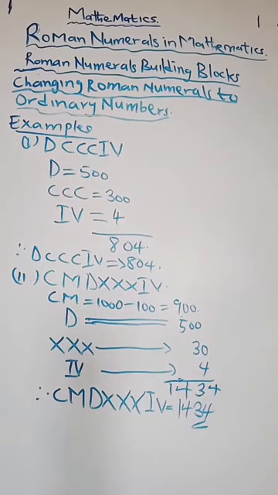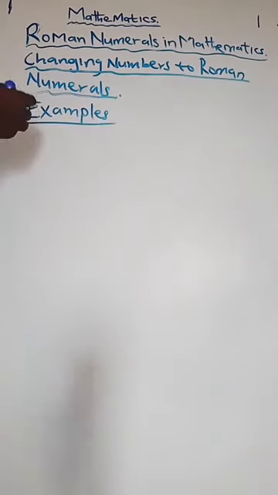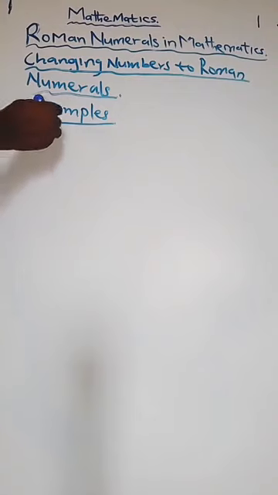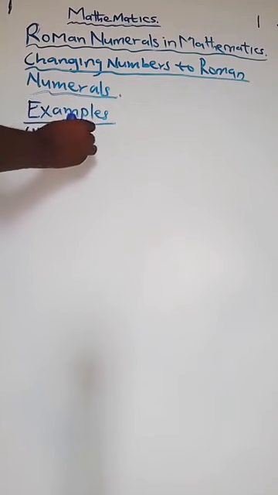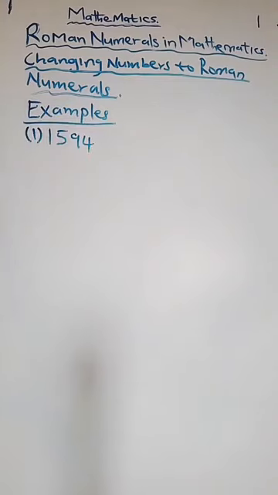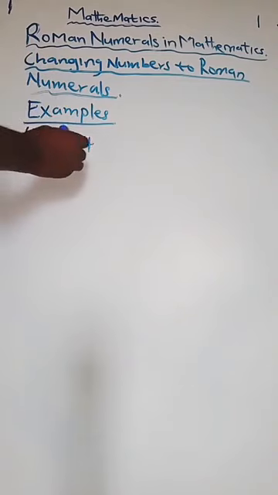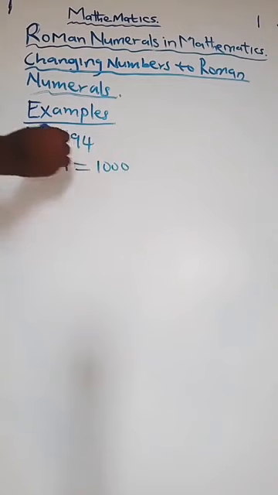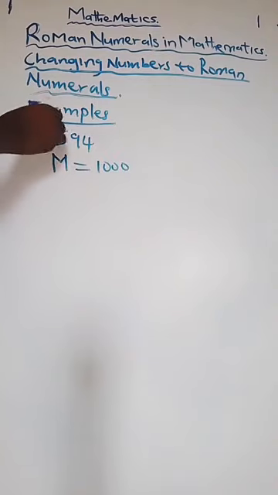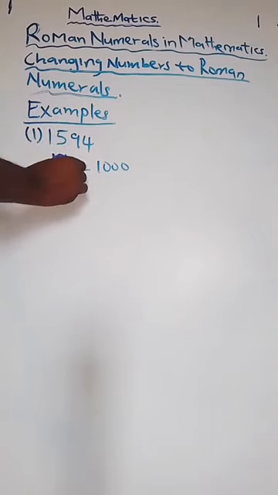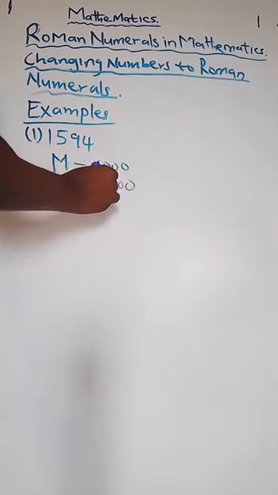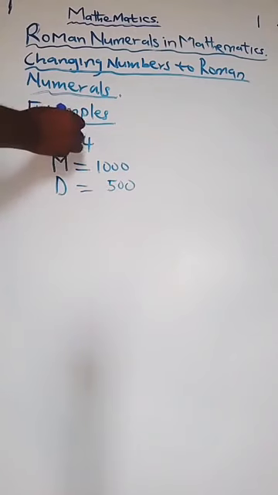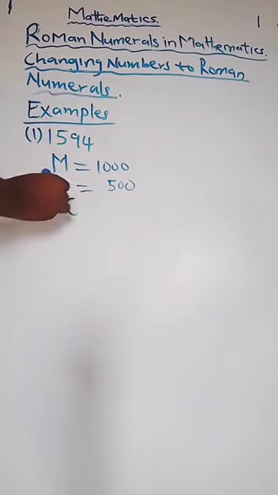So that is how to apply Roman numerals. We can convert Roman numeral to ordinary number. Let's now see how we can also convert ordinary numbers to Roman numerals. Let's look at examples. Let's say we have 1594. We want to change this from ordinary number to Roman numeral. Now, 1000. That means we are going to have M, which is 1000. Then 500 is there. We are going to write the D, which is 500. We have 90.